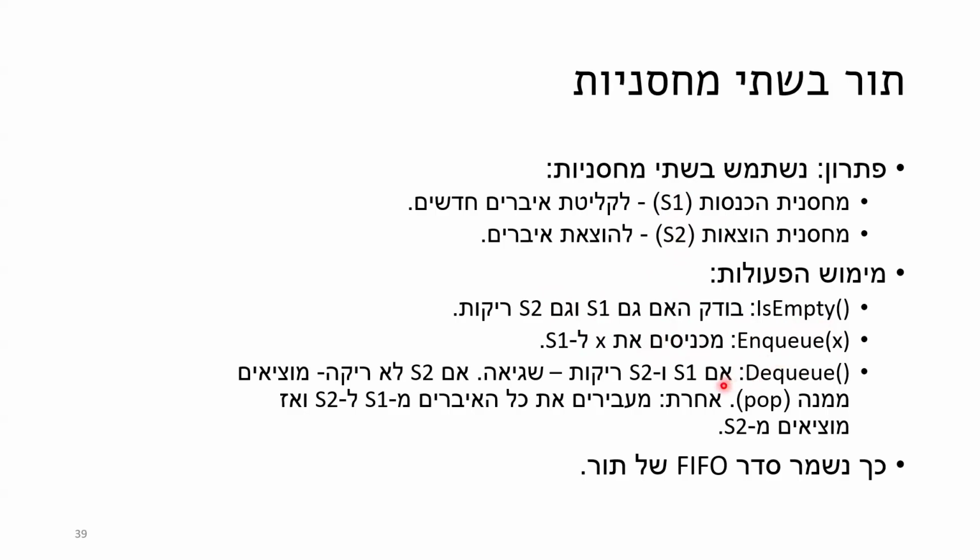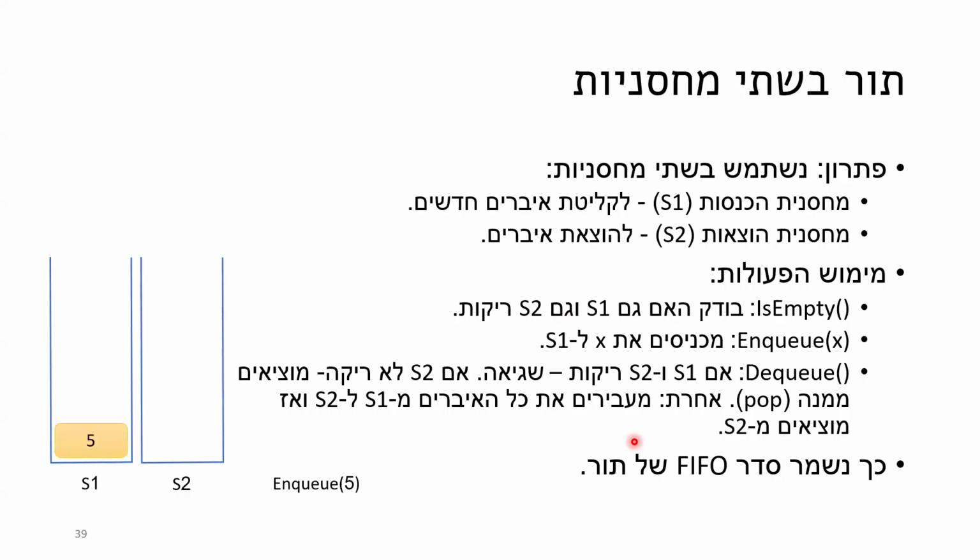DQ: if S1 and S2 are empty, we will return an error. If S2 is not empty, we're just going to pop from S2 and return that one. Else, if S2 is empty but S1 still has elements, we're going to move all the elements from S1 to S2. Therefore, we're going to flip the order of them and then take out from S2.